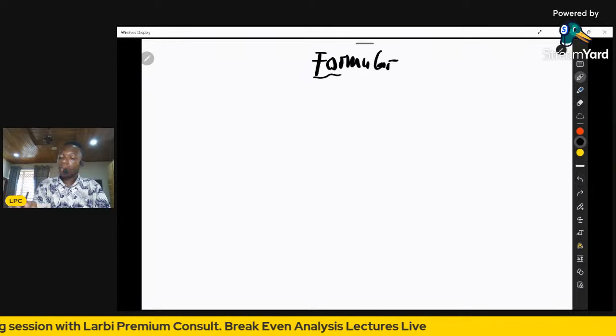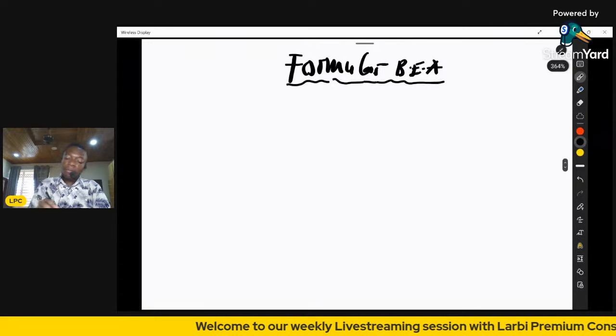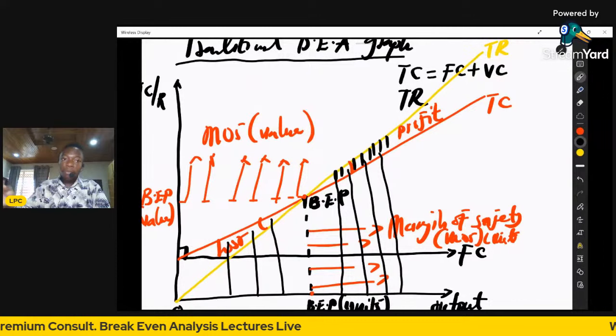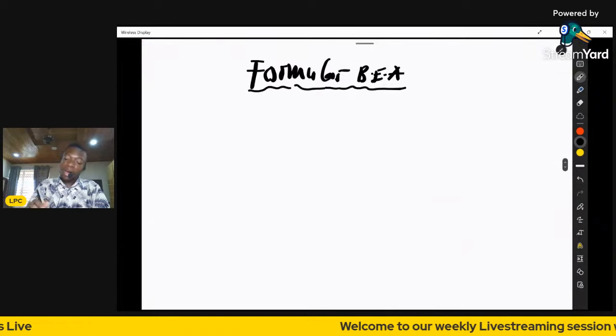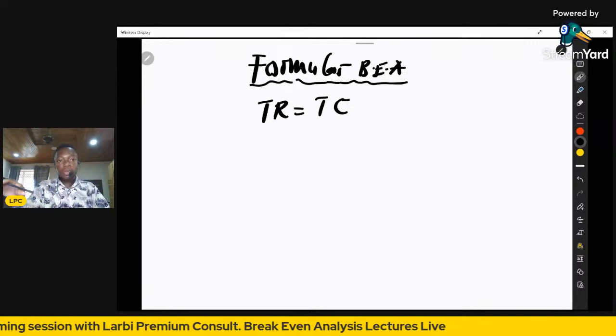Based on the graph presentation that we just learned, one of the assumptions of break-even analysis is that at the point where our total cost meets the total revenue, we neither make a profit nor a loss, and we break even. That means we can establish the equation that our total revenue should be equal to our total cost. Now, stay with me carefully here. We're going to deduce some formulas out of this word equation.